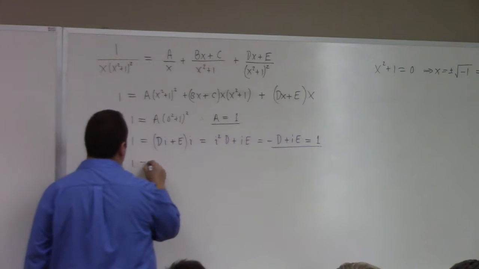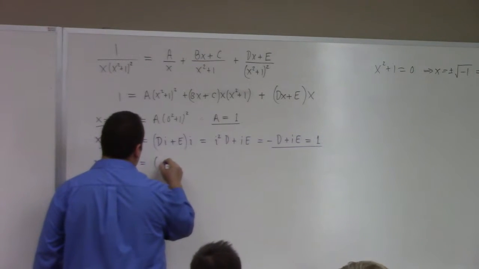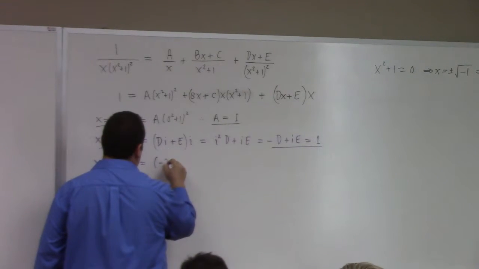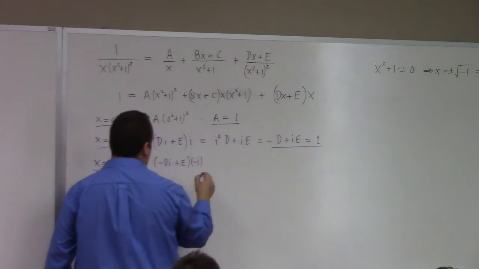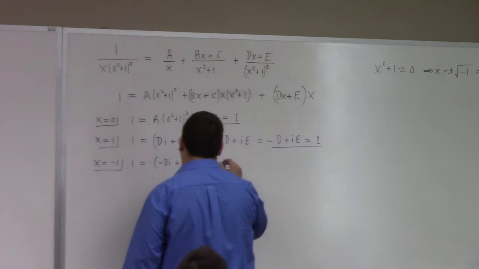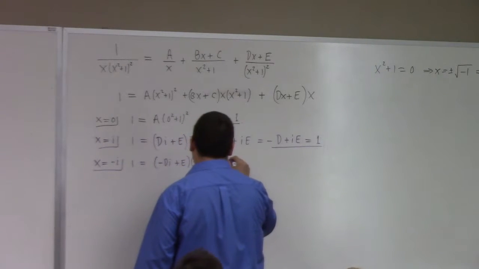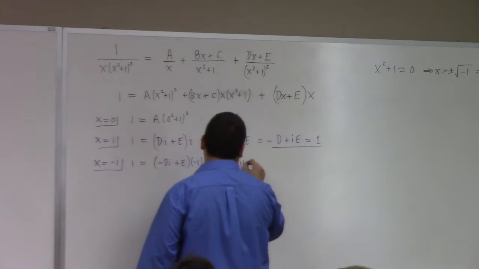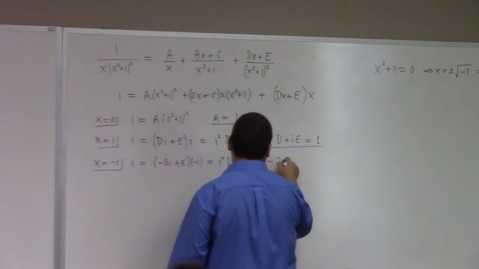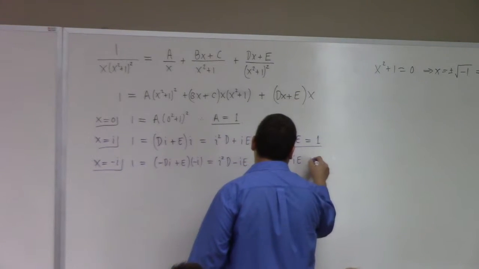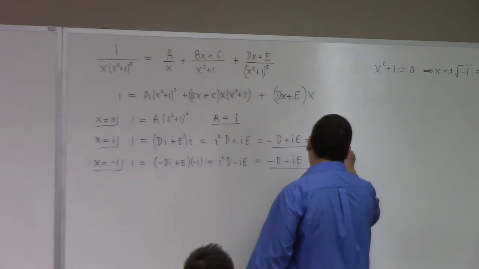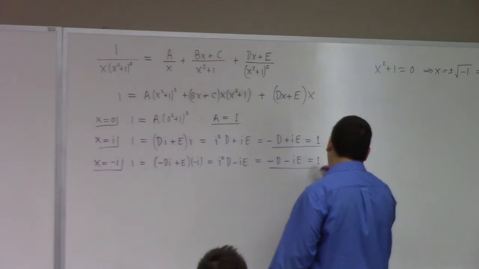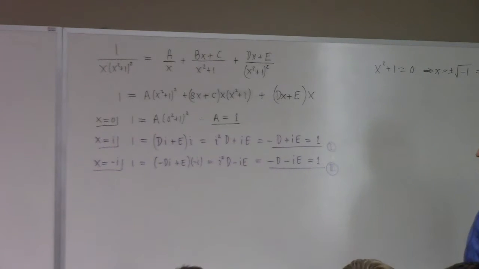That also gives me 1 is equal to, this time, (minus di plus e) times minus i, which gives me i squared d minus ie, which is minus d minus ie, equals 1. So if you look at these equations, let's call them 1 and 2. Those are not too bad to solve. What happens if you add them?